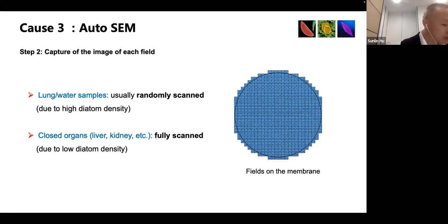For lung or water samples, the random scan mode is usually selected in that the diatom concentrations for these samples are pretty high in most cases, and it is not realistic to analyze every diatom. But for closed organ samples, such as liver and kidneys, the membrane must be fully scanned, as usually only a few diatoms exist on it.